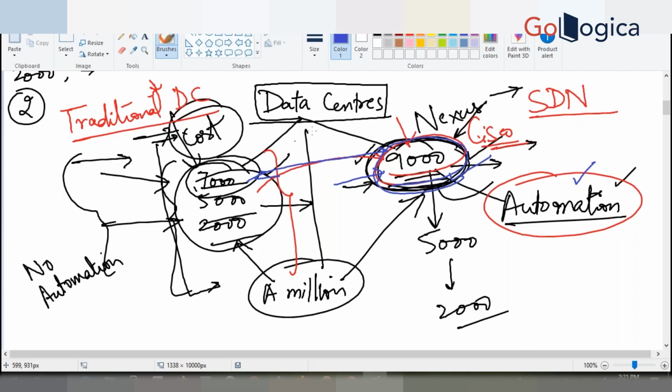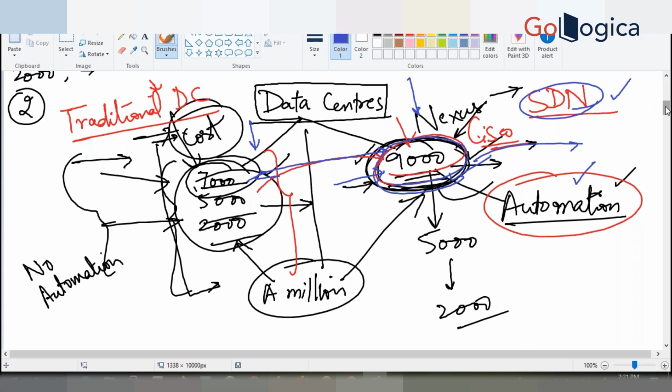Because this has the command line, this is also a command line. But apart from this, when we talk about the automation solution, this is not a command line. This actually comes with an SDN solution. That I will discuss here in this session: what is SDN, why we are going to do this, what are the benefits, and how we are going to integrate. Don't worry.